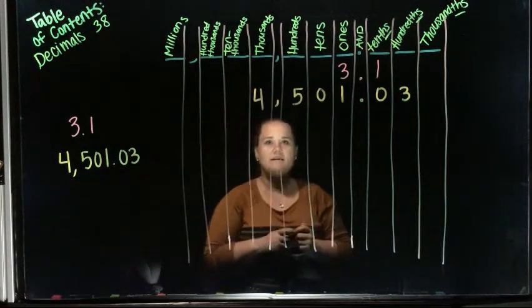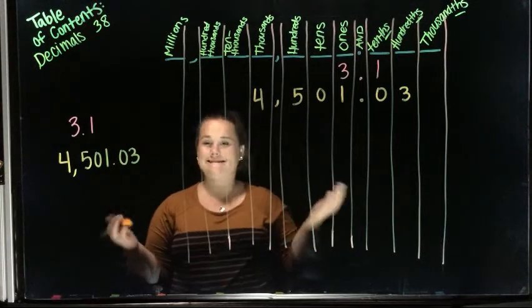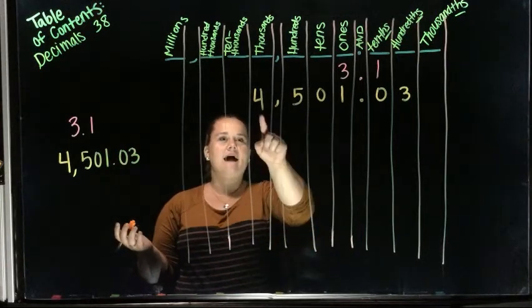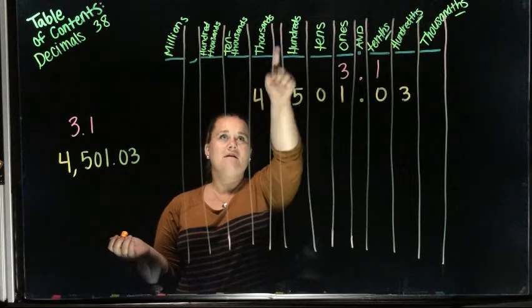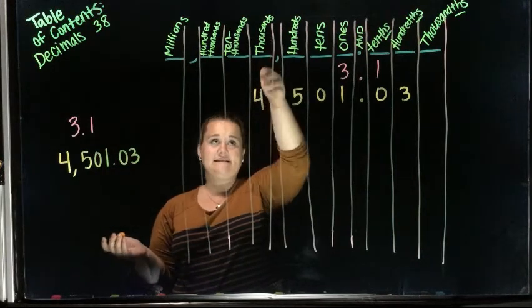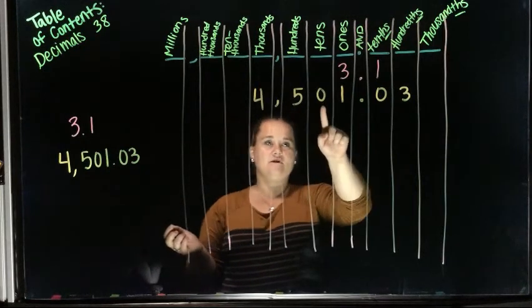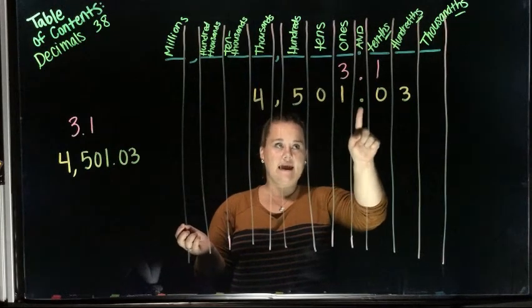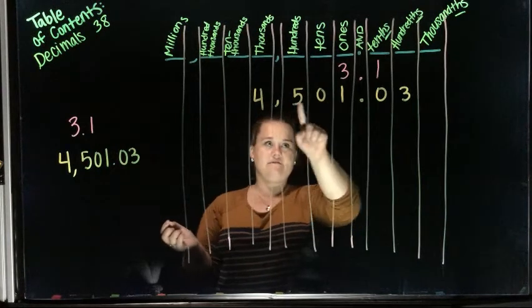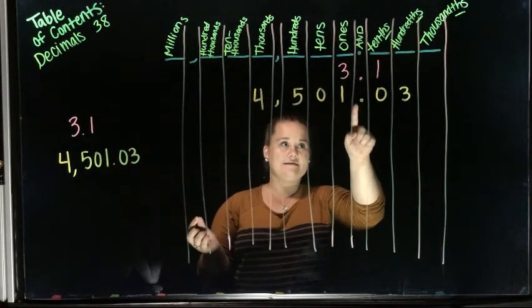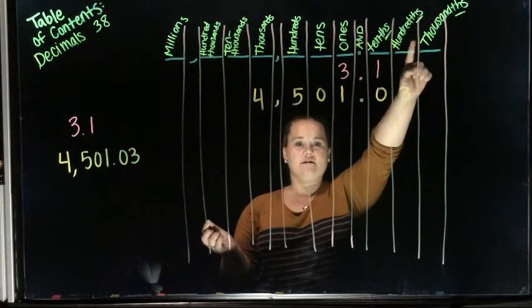So whenever I'm reading this and I get to that comma, I'm not going to say comma. That would be silly. I go up and I say 4,000 because that's the last place value. So 4,501 and, so 4,501 and 3 hundredths.